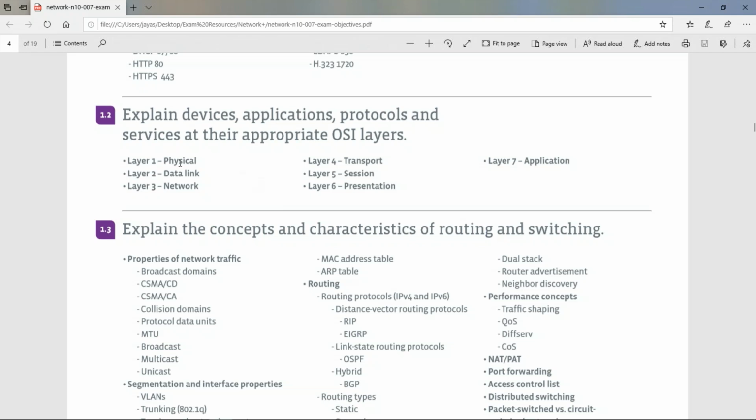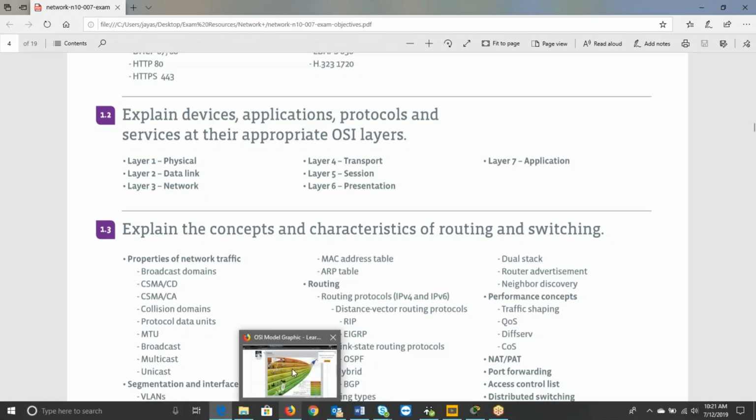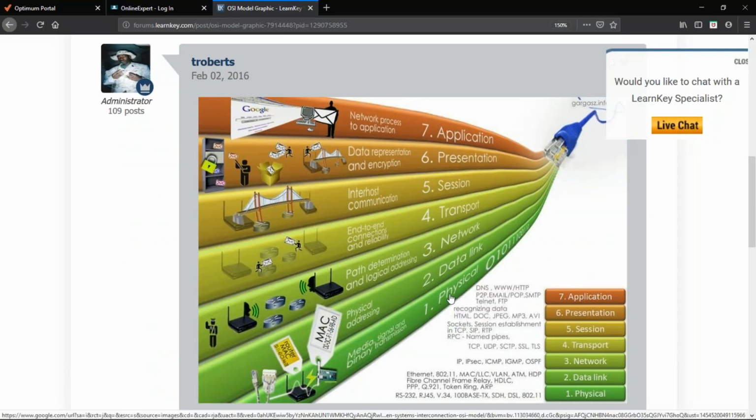So first of all, be able to put these in order. There are a couple of acronyms that you can use. One is please do not throw sausage pizza away, and this is going bottom to top. Okay, let me come over here this way and do it this way. All right, so going bottom to top, please do not throw sausage pizza away. And top to bottom is all people seem to need data processing.